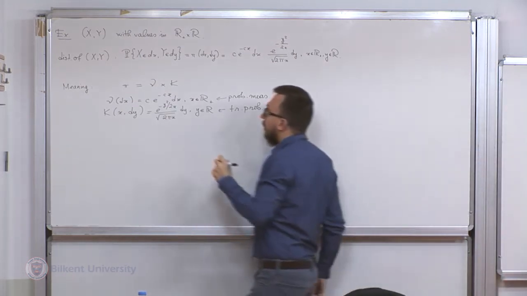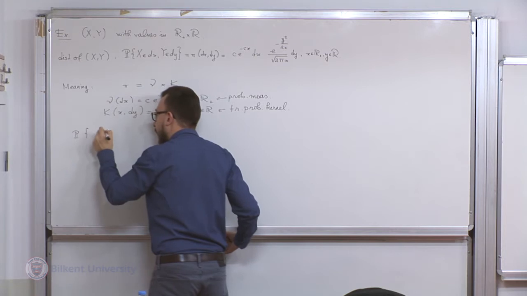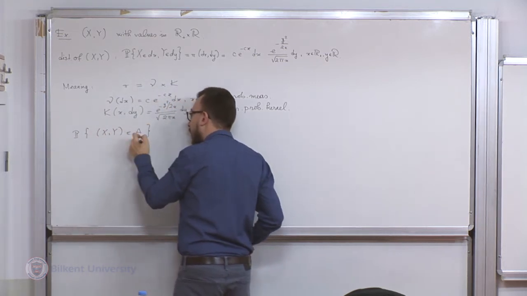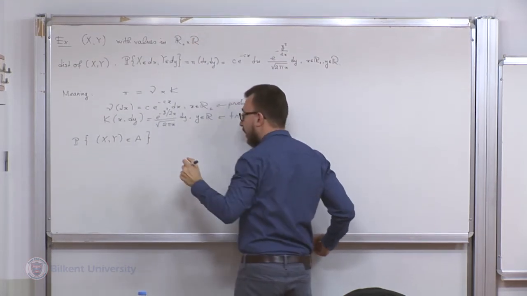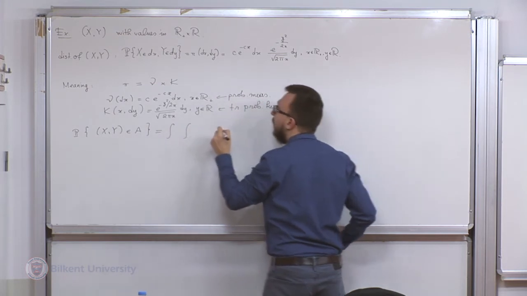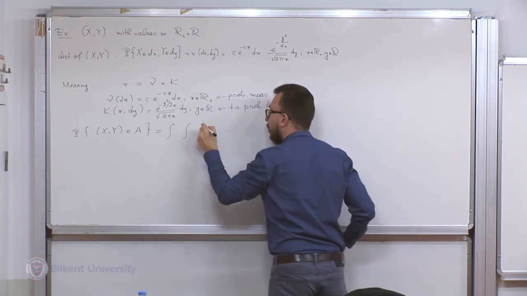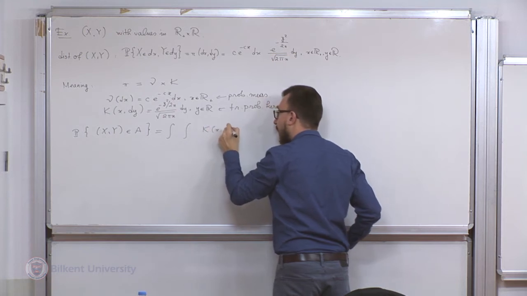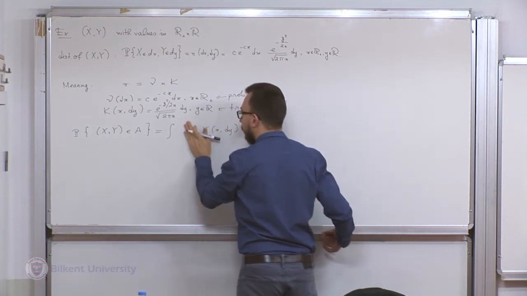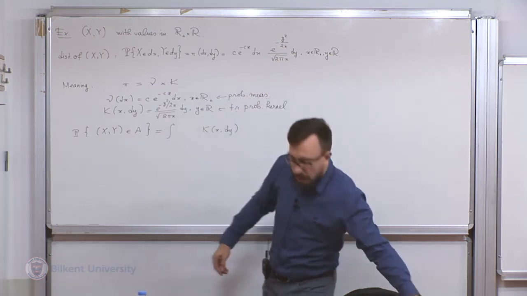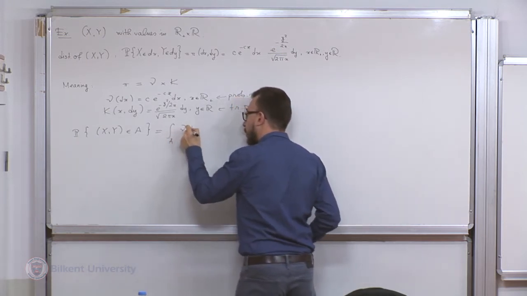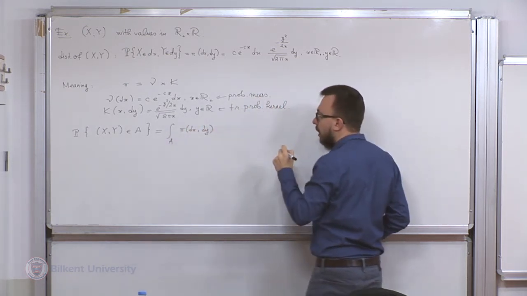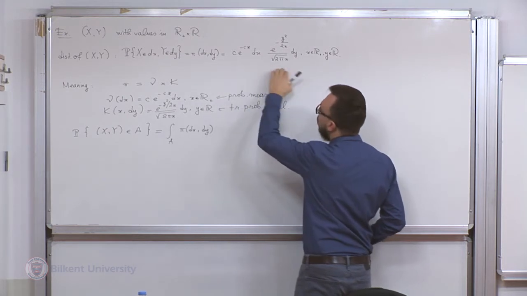So if you'd like to calculate the probability that (X, Y) is in a set A, where A is a Borel measurable subset of this product space, you can calculate it by integrating this expression, k(x, dy). Let me write it this way. You can write it as pi dx dy. And this has this formula.